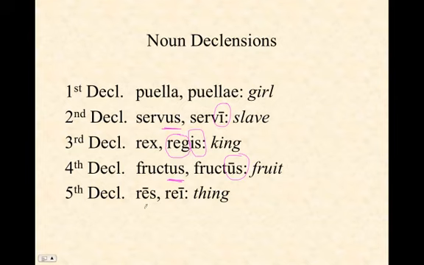Finally, 5th declension has a long I for the genitive singular. It has an ES for the nominative singular. There aren't a lot of 5th declensions, but the important nouns res, thing, and dies, day happen to be 5th declension. And so again, do explore the tutorials for each of these distinct declensions, and you'll soon have mastered the Latin noun.